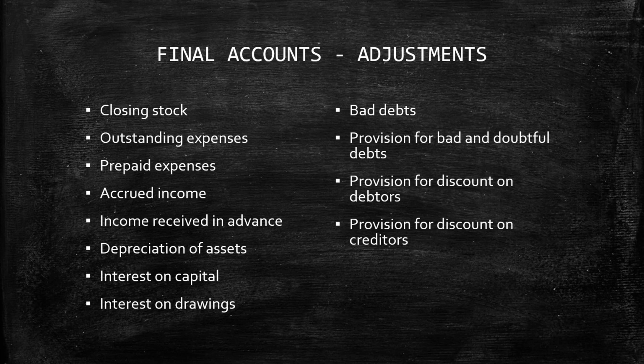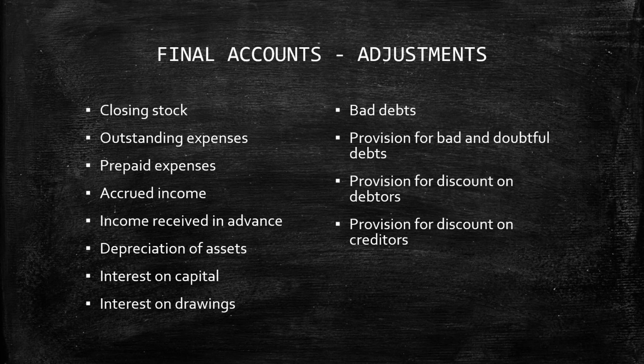Next one is income received in advance, which is similar to the prepaid expenses. Only thing is you have to enter the amount in the liability side. Next one is depreciation on assets. So usually assets lose their value every year. So if you follow depreciation, you have to deduct it every year. Then you have to enter the amount in the profit and loss account debit side, and you have to deduct the amount from the respective asset in the asset side.